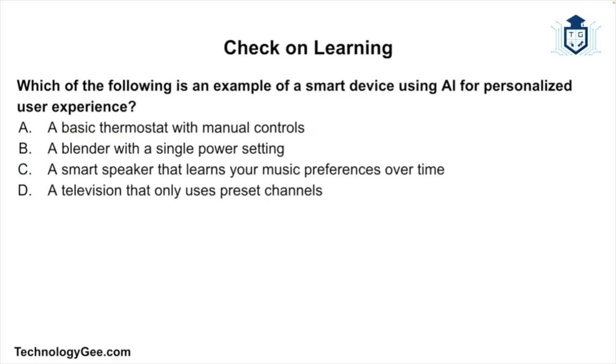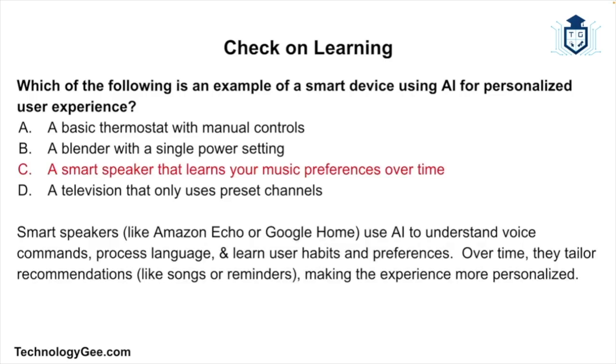Next question. Which of the following is an example of a smart device using AI for personalized user experience? Is it a basic thermostat with manual controls? Is it a blender with a single power setting? Is it a smart speaker that learns your music preferences over time? Or is it a television that only uses preset channels? And of course, the answer is a smart speaker that learns your music preferences over time.